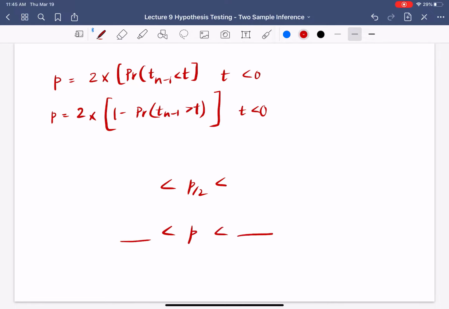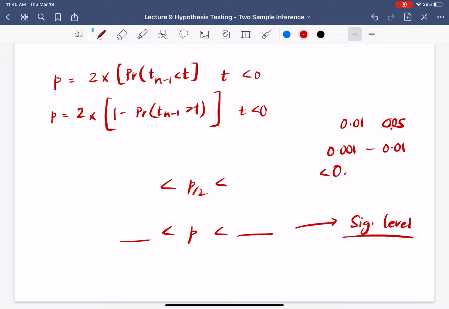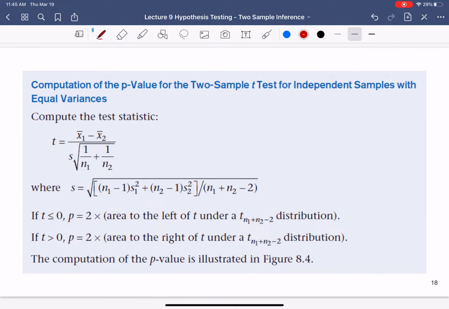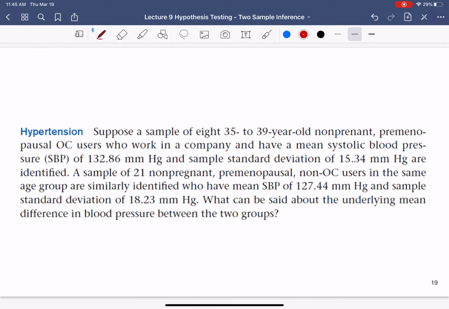Once you calculate that, then you can comment on the significance level. For the significance level, again you will use the same table: between 0.01 to 0.05, 0.001 to 0.01, and less than 0.001. So statistically significant, highly significant, very highly significant. So we use the same table again to calculate the significance level. Now, let's do this problem and see if we can calculate the values that we have.